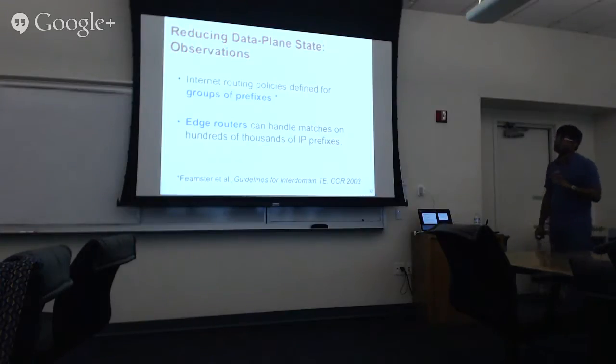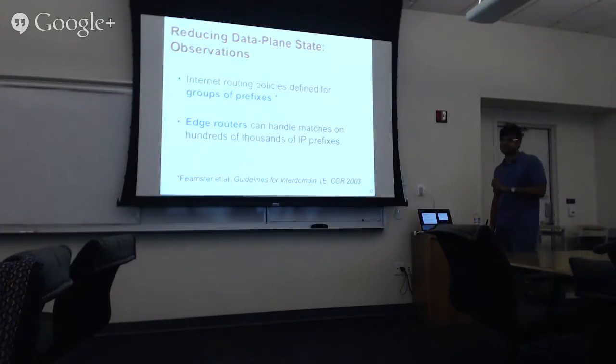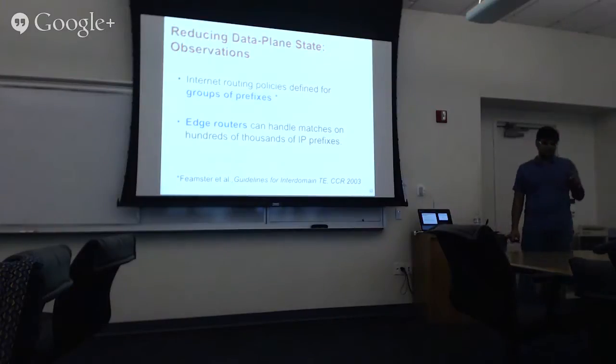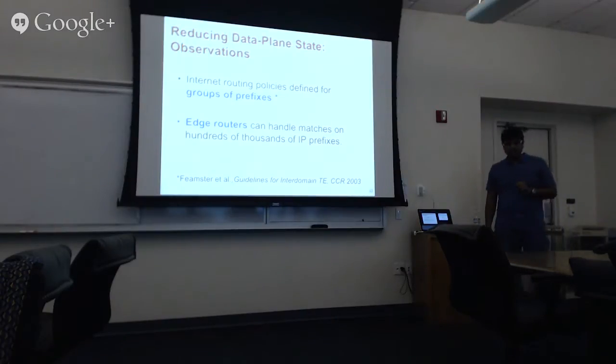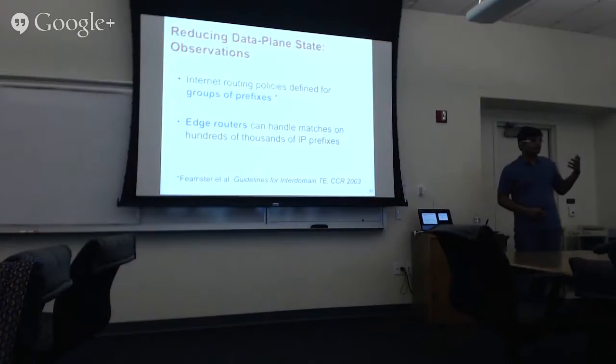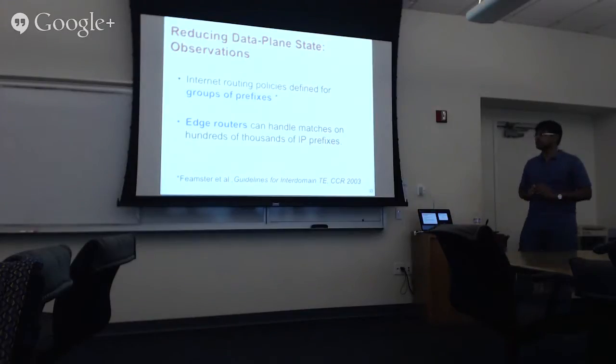So let's focus on the first problem, that we have to reduce the data plane state. For that, we came up with two observations. One is that these internet routing policies are actually not defined for individual IP prefixes. They're usually defined for sets of prefixes, right? So it would be a huge waste of flow space or time if we were expressing policies for individual prefixes. We should think of some approach in which we can get rid of that.